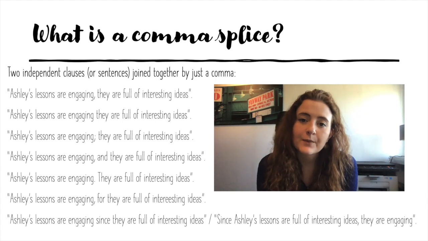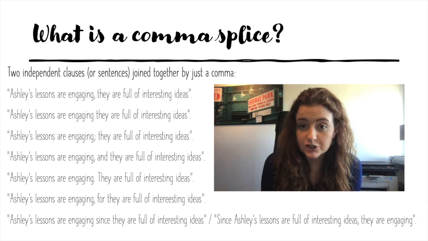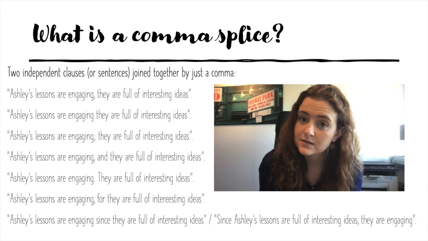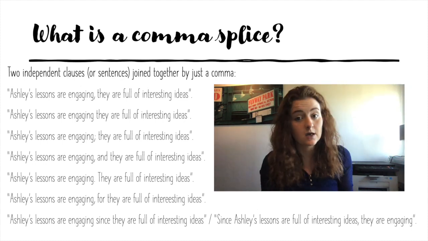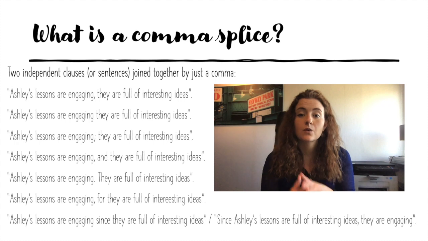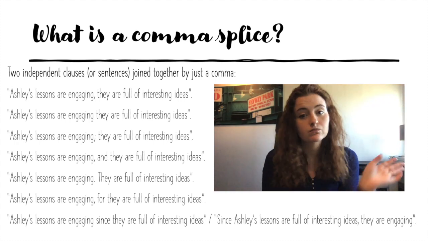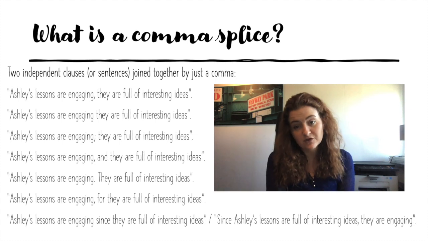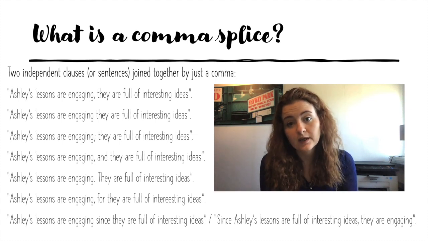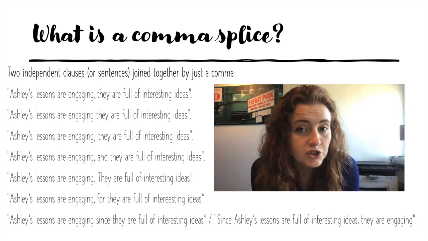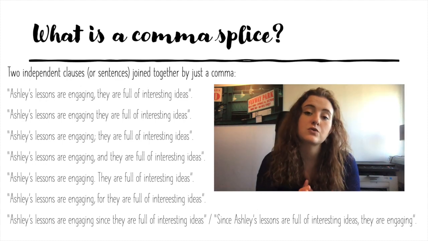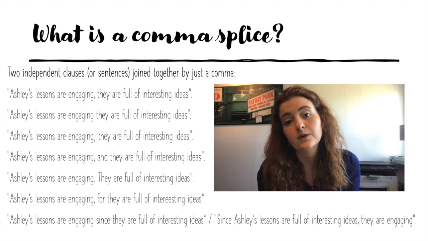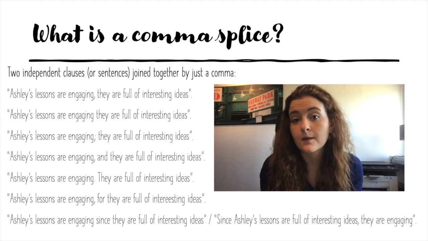The next example, Ashley's lessons are engaging. They are full of interesting ideas. So we have two main clauses or independent clauses written as two separate sentences, completely grammatically correct. So those three there that we've just read through, the semicolon, the comma with a coordinating conjunction, and separating the two clauses into two separate sentences are the three main ways that you're going to think about correcting comma splices in your writing in the future.